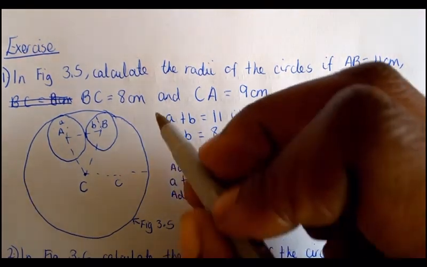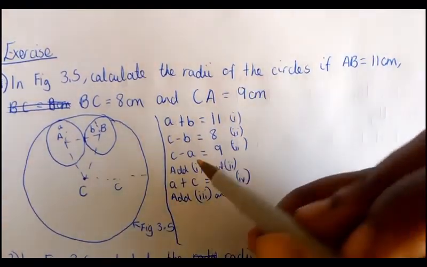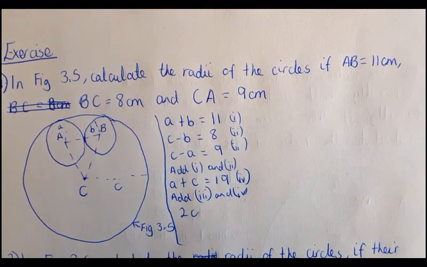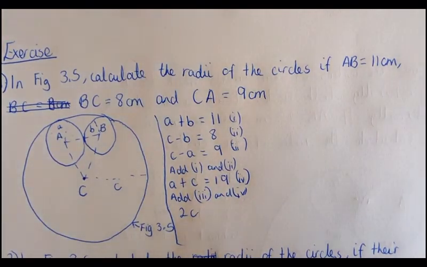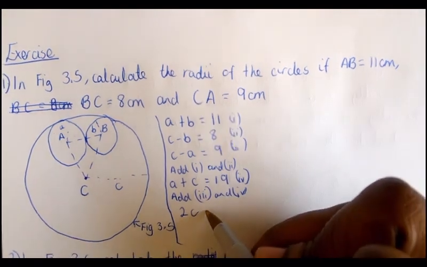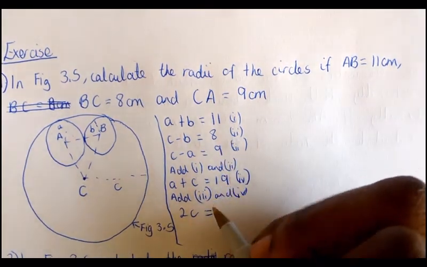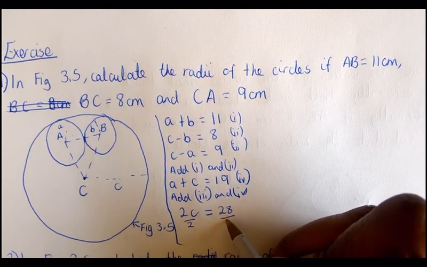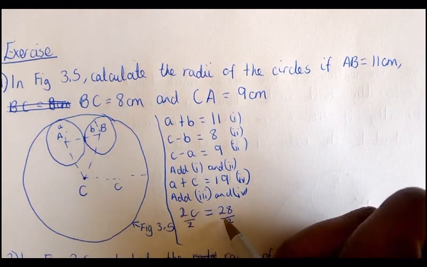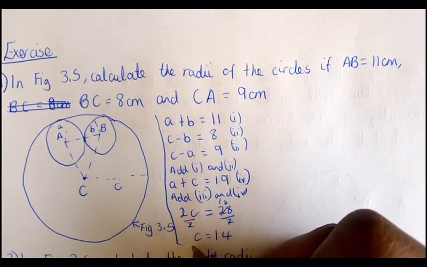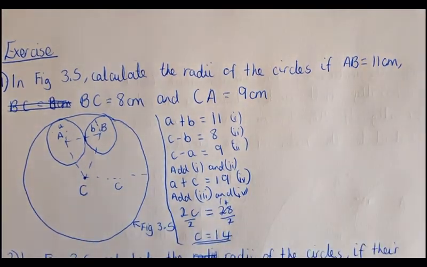If we add equation 3 and 4, we say C plus C is equal to 2C, and minus A plus A is 0, right? Is equal to 9 plus 19, this is 28. Then we divide both sides by 2, like this. So then it becomes C is equal to 14. We now have our C.